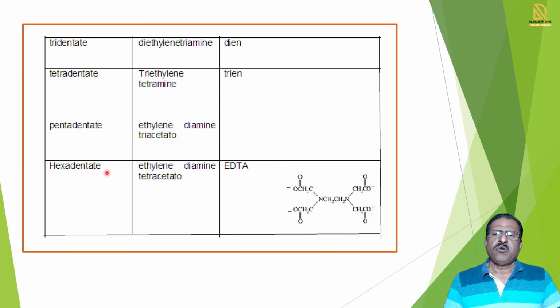And one of the very important types of polydentate ligand is hexadentate. Hexadentate means 6 donor atoms are present, and an example of that is ethylene diamine tetraacetate, or its short form is EDTA. So this EDTA structure is shown here. In that EDTA, you see here 4 oxygen atoms, here 1, 2, 3 and 4, and these donor atoms donate their lone pairs to the central atom, and so this is called a hexadentate ligand.